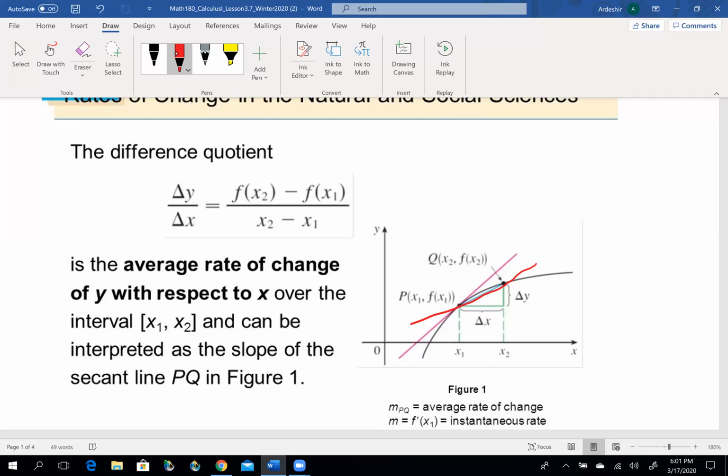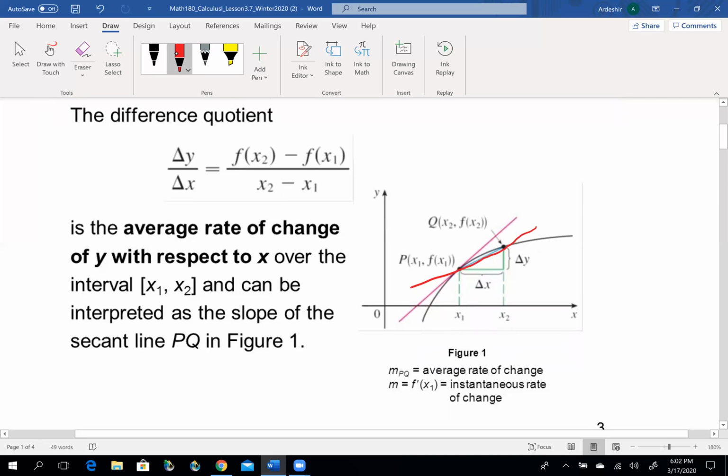But if we take a limit as delta x approaches 0, point Q gets closer and closer to point P, and then we find the slope of a tangent line, and that's the derivative. We talked about this at the beginning of the semester. So delta y over delta x is the average rate of change of y with respect to x over the interval x sub 1, x sub 2, and can be interpreted as the slope of the secant line PQ in figure 1 that I showed you here.